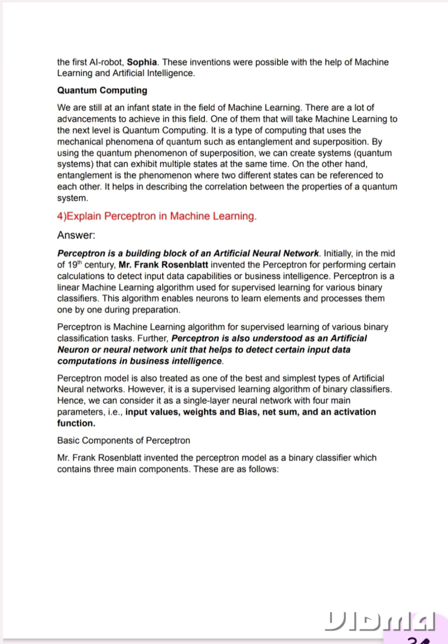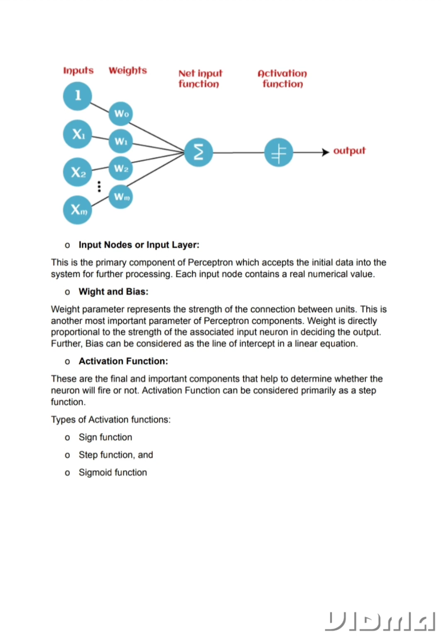Basic components of perceptron. Mr. Frank Rosenblatt invented the perceptron model as a binary classifier which contains three main components. These are as follows. 1. Input nodes or input layer. This is the primary component of perceptron which accepts the initial data into the system for further processing. Each input node contains a real numerical value.